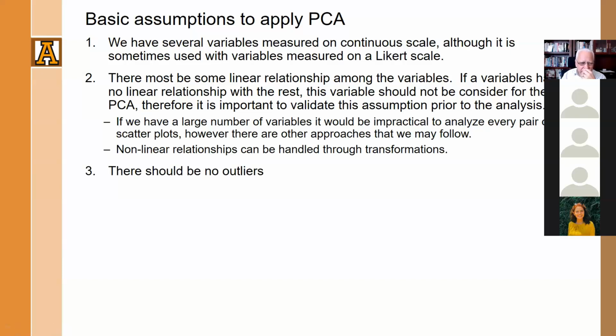The other assumption is that there should be no extreme outliers, okay? Because an outlier distorts the information in the variance covariance matrix. And the direction, no? Yeah, it can directly influence the direction of one of the components, if we have an outlier.